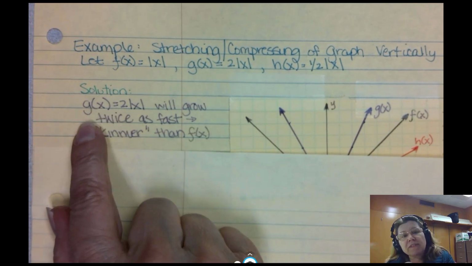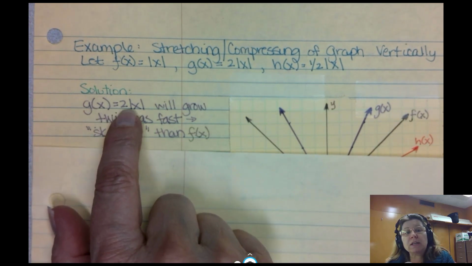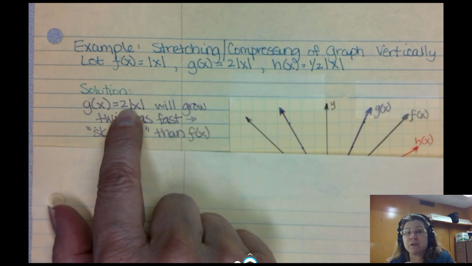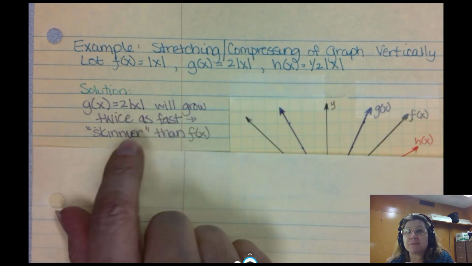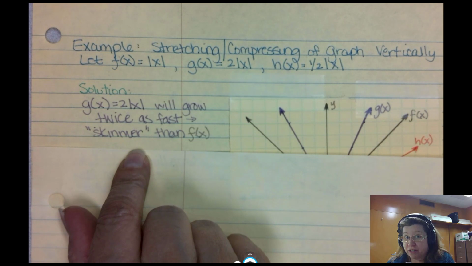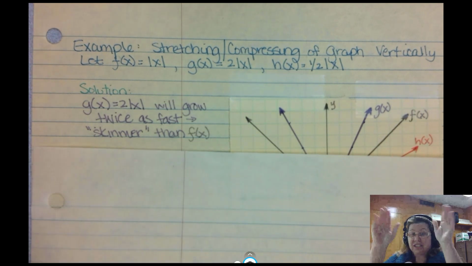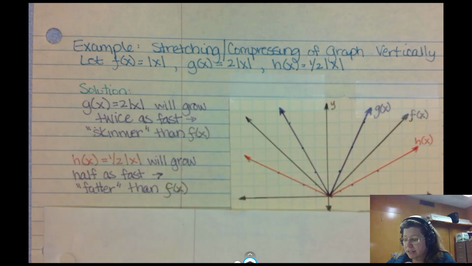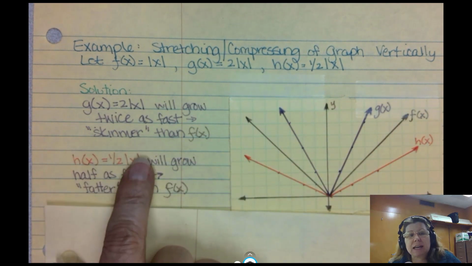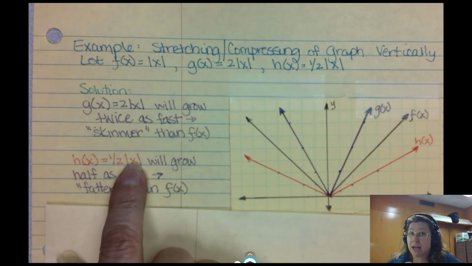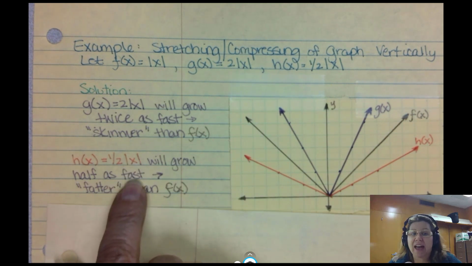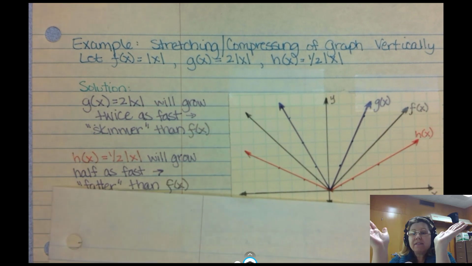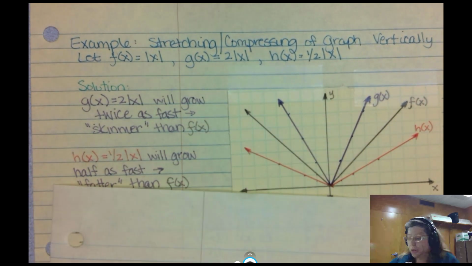Since g of x is 2 times the absolute value of x, this means it will grow twice as fast, meaning it's going to be skinnier. If it grows twice as fast, then it's going to be skinnier than our original graph. Versus h of x is 1/2 times our absolute value of x, and therefore it will grow half as fast. In other words, it's going to get fatter than our original graph.